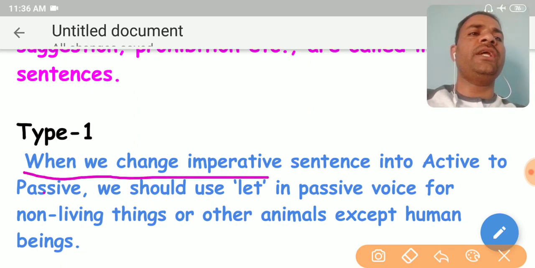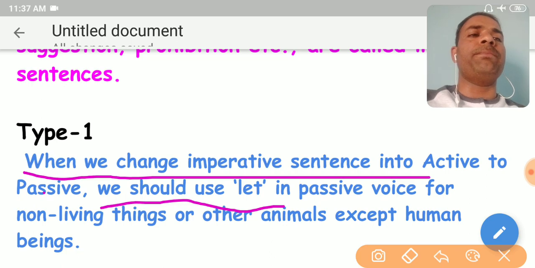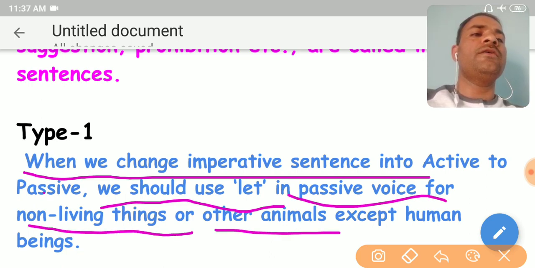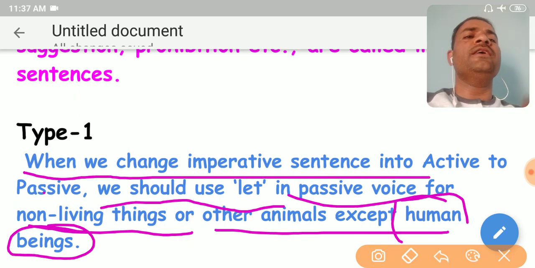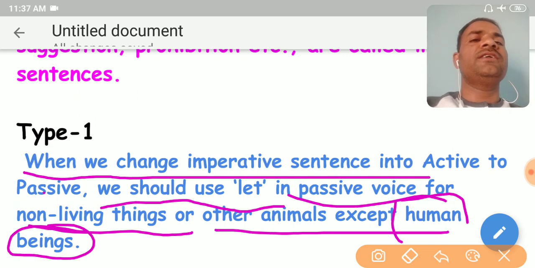When we change an imperative sentence from active into passive, we should use let in passive for non-living things or animals except human beings, my dear friends. This is the first and foremost rule. So let us learn this rule with a number of examples, my dear friends.